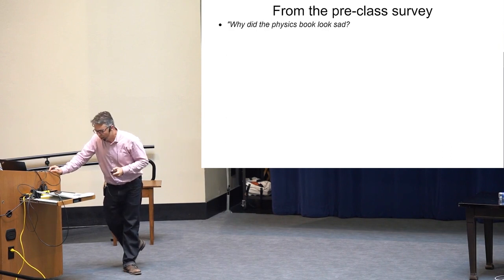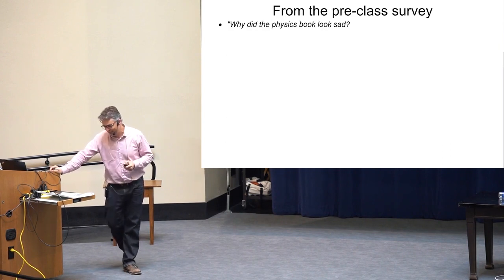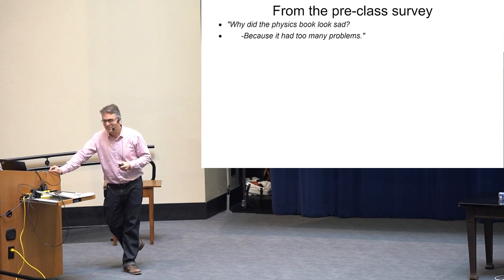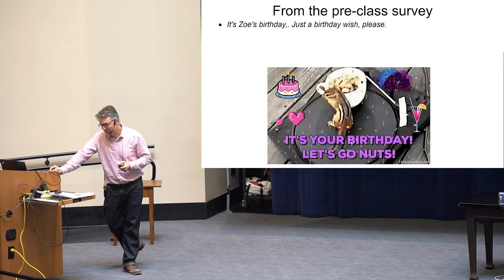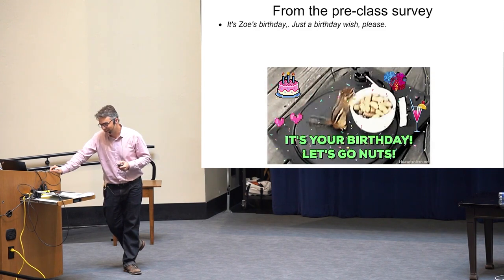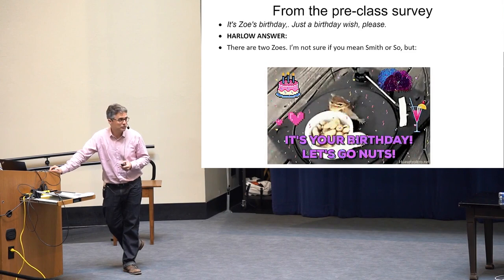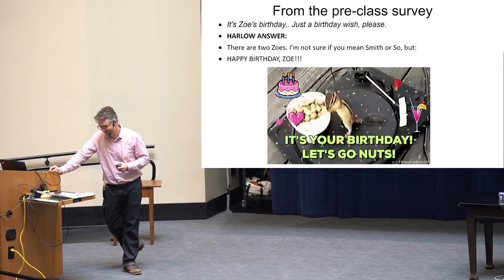Why did the physics book look so sad? Because it had too many problems. Right. And also, there's a turntable with a chipmunk on it. So that's happy birthday to Zoe. I'm not sure which Zoe's birthday it is, but happy birthday.